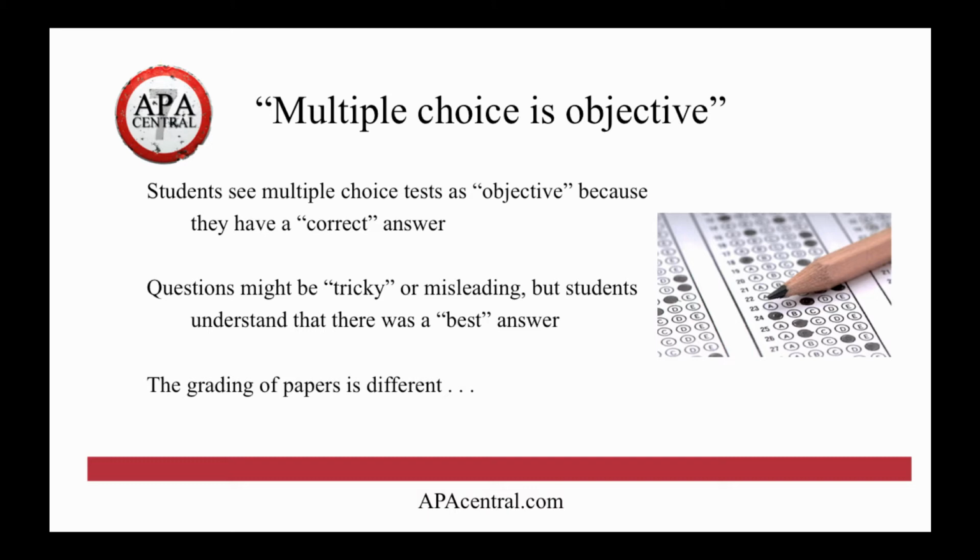Now, students believe, in my experience, that multiple choice tests are objective because they have a correct answer. They're willing to believe that some questions might be tricky or misleading, but they understand that there's a best answer. And so, a lot of times when I'm writing multiple choice tests, there'll be multiple correct answers, but there's one best answer, which I realize annoys students, but it helps differentiate how well you know the material.